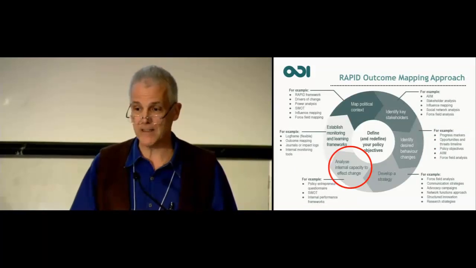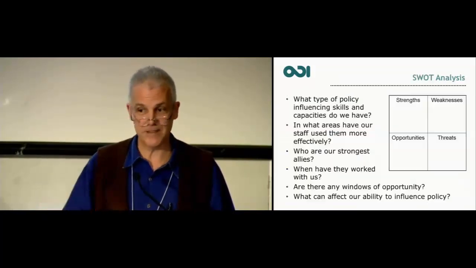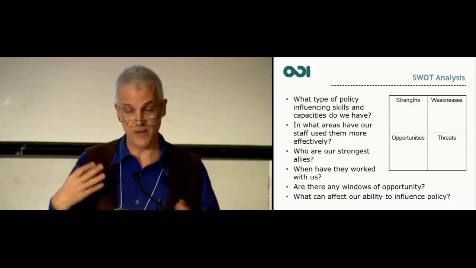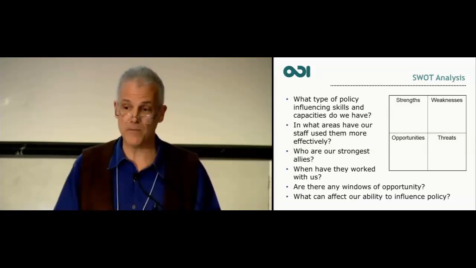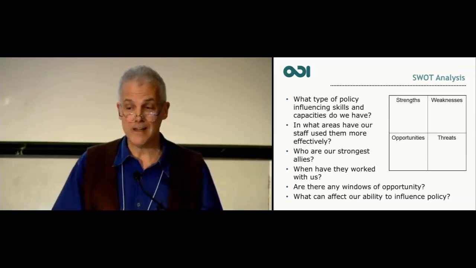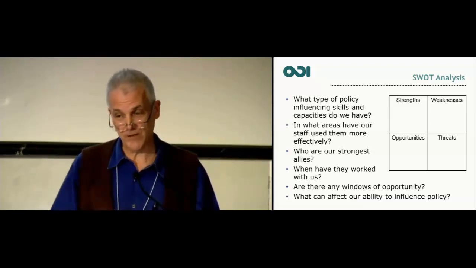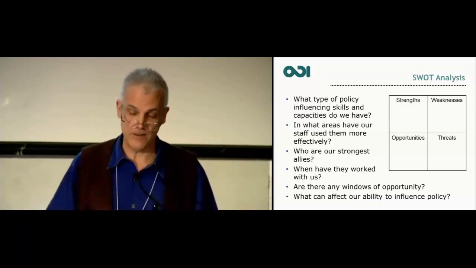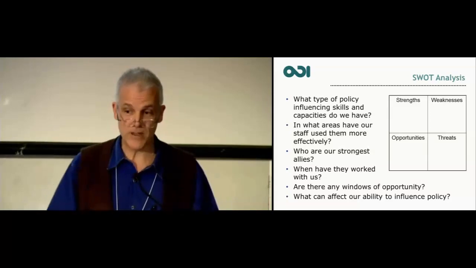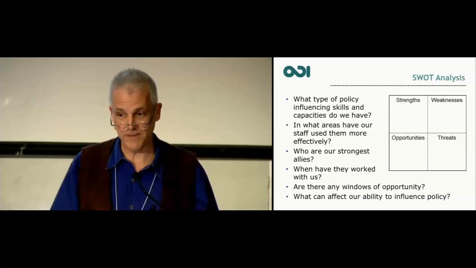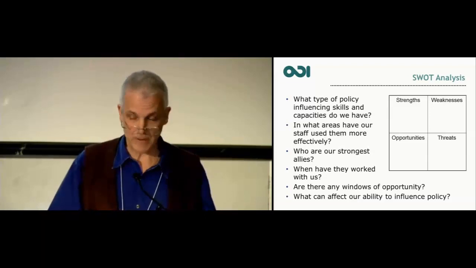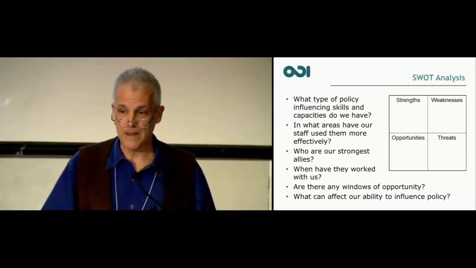Analyse your internal capacity to affect change, and the one that we use is the classical SWOT analysis. If you're trying to think about how we can do things, what are our strengths, weaknesses, opportunities and threats? So what type of policy influencing skills do we have? How could we use them more effectively? The opportunities: who are our strongest allies, when have they worked with us? The threats: the external political context, within which there may or may not be policy opportunities, and also what other things are out there that can affect our ability to do what we're trying to do. So quite a simple strategic planning tool which we use quite a lot.